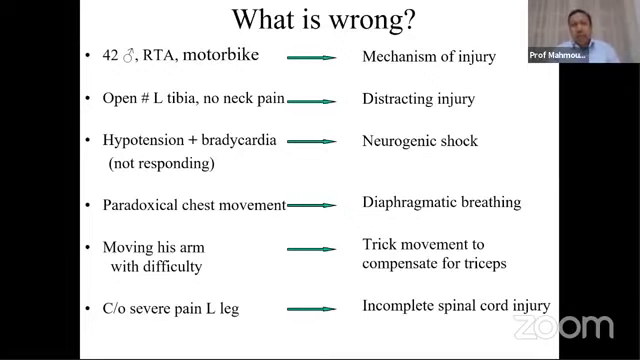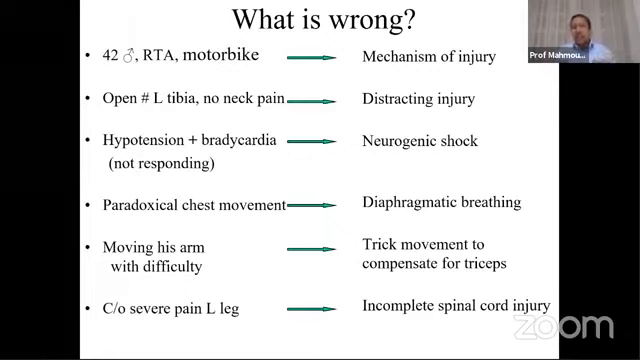The hypotension and bradycardia give you a hint. This is a neurogenic shock. So when you get neurogenic shock, you get it when you have a spinal injury, or there are other reasons for neurogenic shock. But for this particular patient, you need to think about neurogenic shock and spinal shock. Also, you need to differentiate between what's spinal shock and what's neurogenic shock.